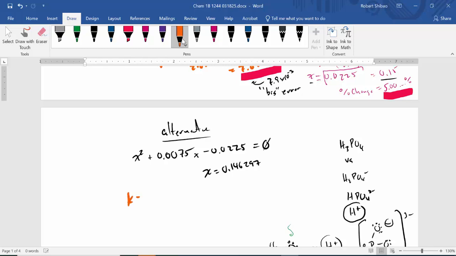And so this is my second attempt at calculating k, but this time I'm going to use the value that we get from the quadratic: 0.146297 squared, divided by 3 minus this. 3 minus that is going to be 2.85.